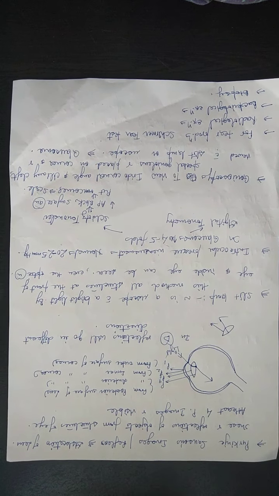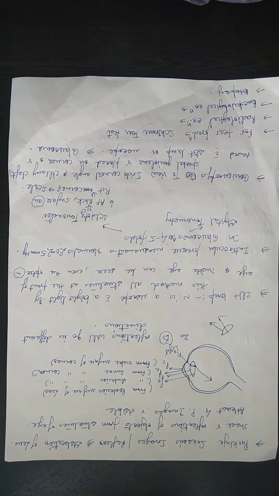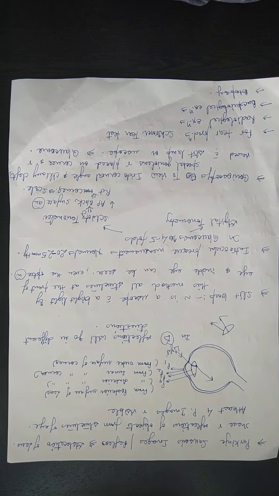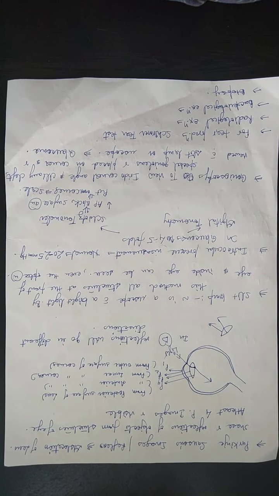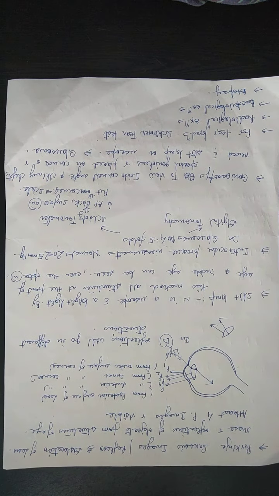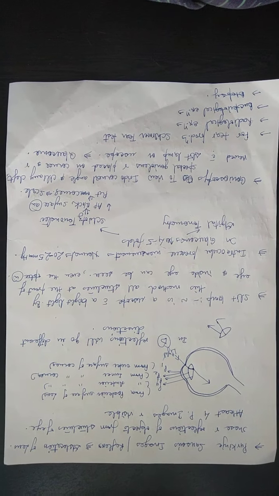P1 is from the outer surface of the cornea. P2 is the reflection from the inner surface of the cornea. P3 is from the anterior surface of the lens, and P4 from the posterior surface of the lens. But in case of dislocations, these reflections will go in different directions, as we can see in the below image. Then we use the slit lamp.